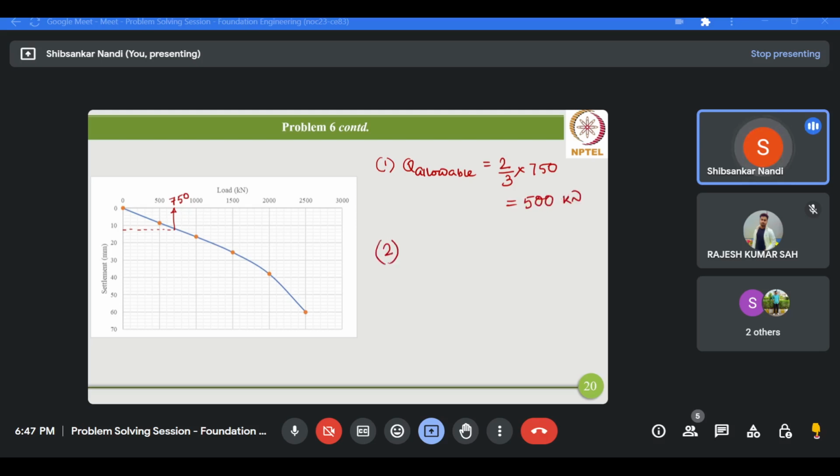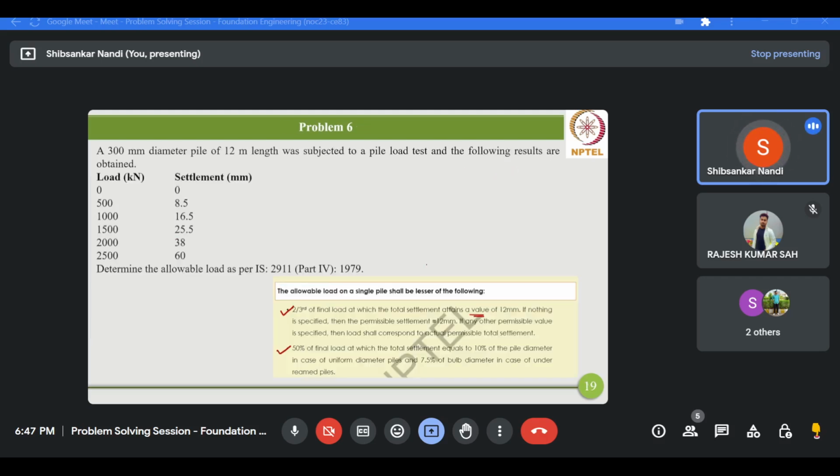So this much load we are getting from condition 1. Now from condition 2, first we have to calculate 10% of the pile diameter in case of uniform diameter of piles. I think earlier I mentioned it wrongly, so it will be 10% of the pile diameter in case of uniform diameter of the pile. So 10% of the diameter 300, that will give you 30 mm settlement.